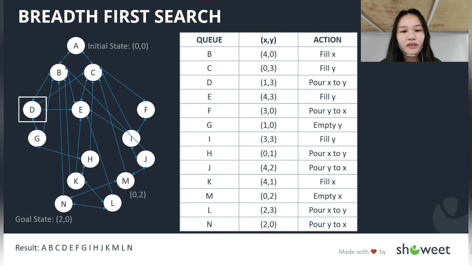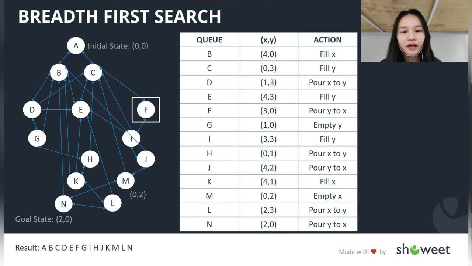Next, D will be divided to G, E, and C. Only G is not a repeat. Hence, for G, we empty the Y from D to get 1,0. Next, for E, it has no further branch. Hence, no Q is added.